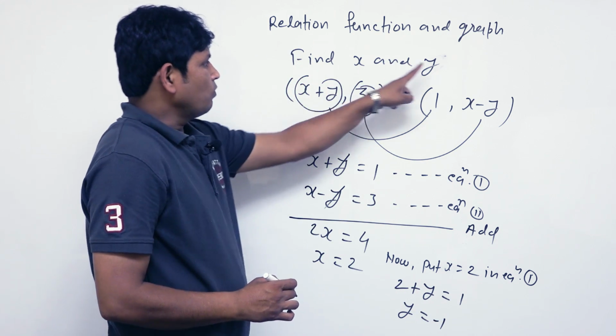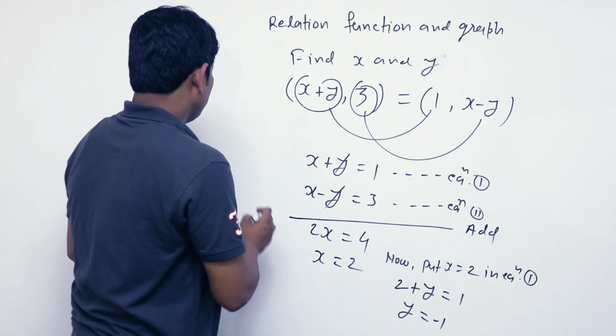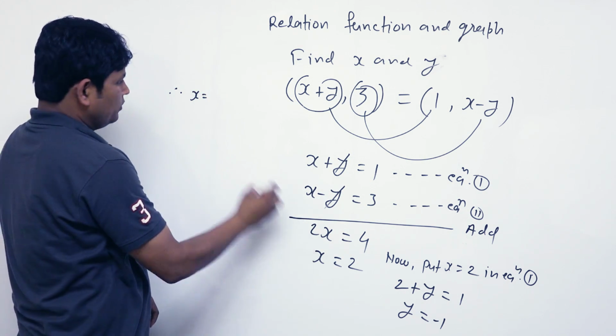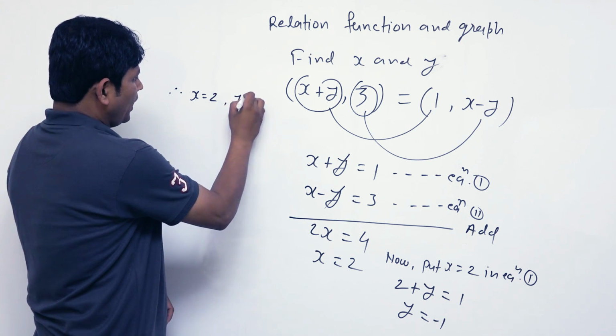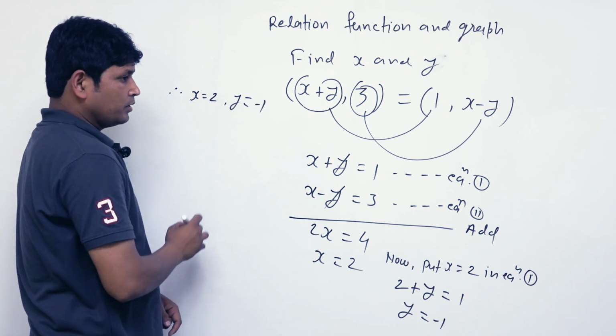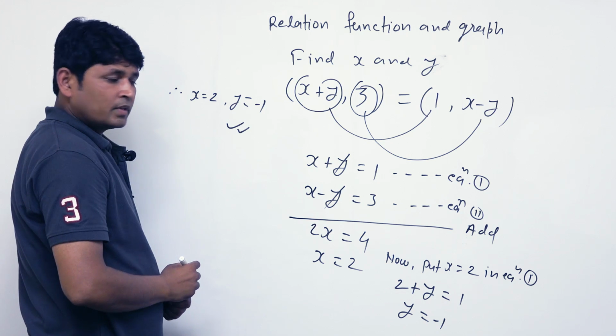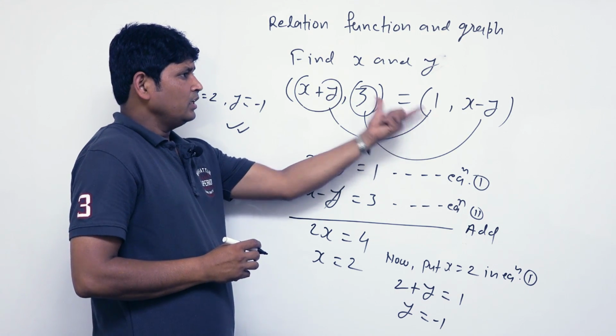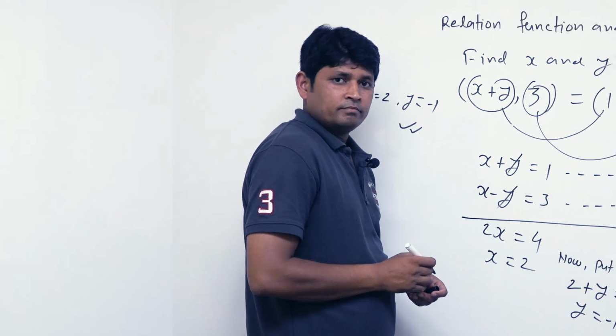So you have to find x and y. Therefore, we get x is equal to 2 and y is equal to minus 1. This is our solution. This way we can find the ordered pair in such type of question, where you are given to find the value of x and y.